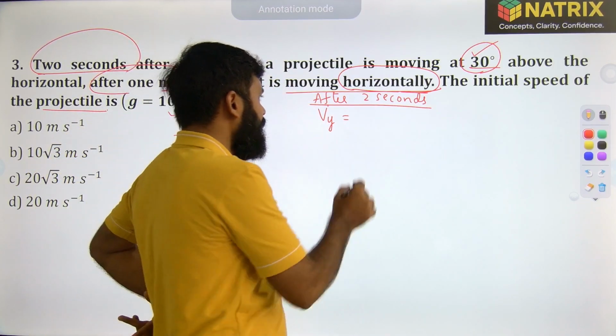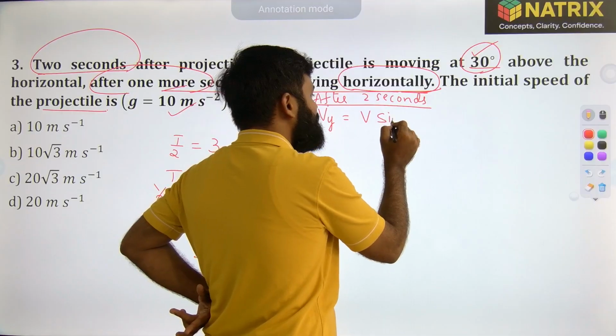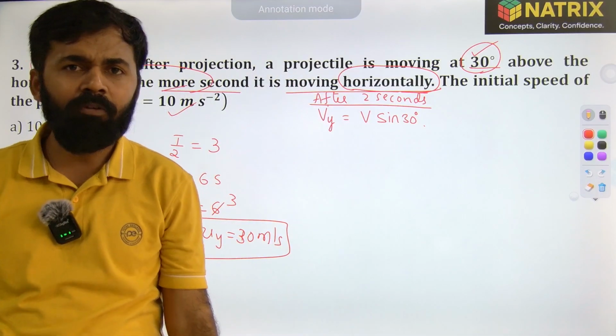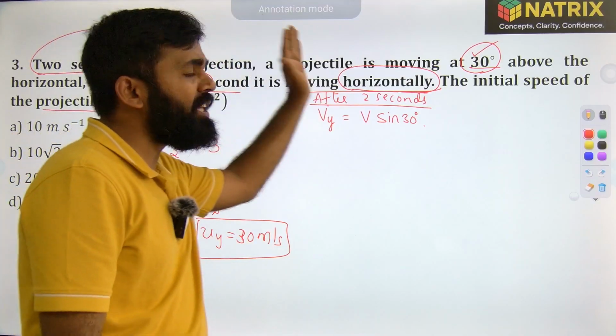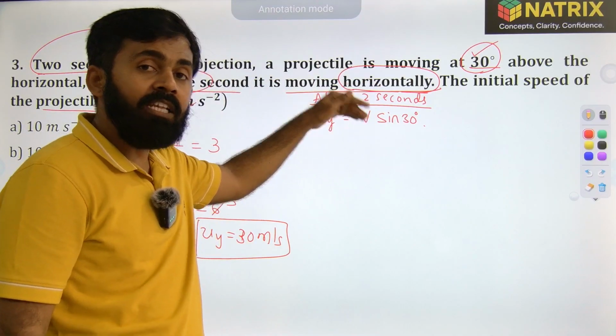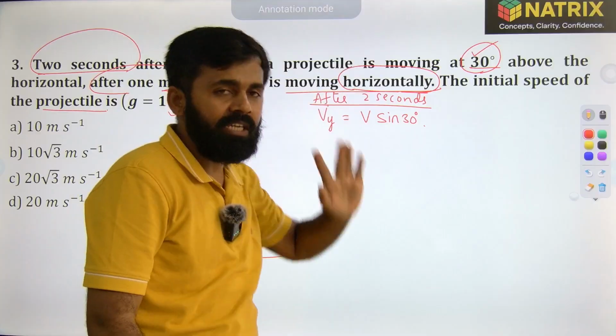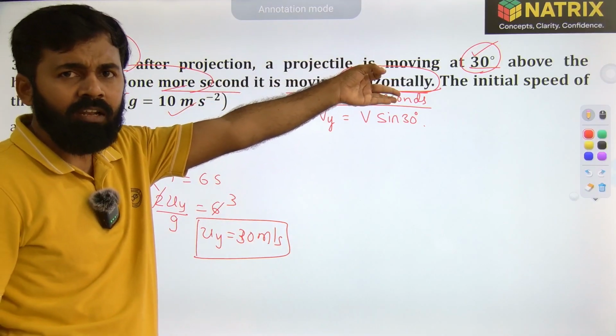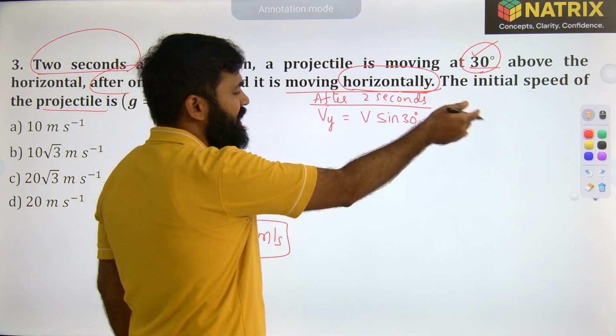Vy will be nothing but V sin 30 degrees. What is V there? It is the velocity at 2 seconds. It is making how much angle here? 30 degrees with the horizontal. So Vy is equal to V sin 30 degrees.